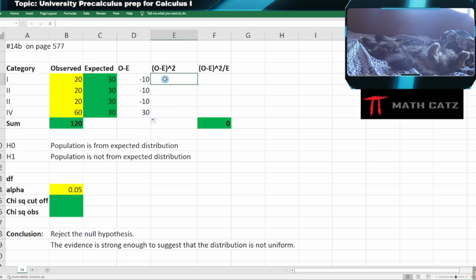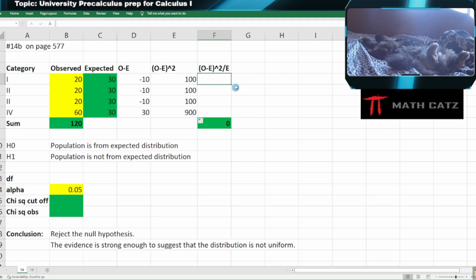Then I'm going to square this. So I'm going to start with an equal sign. I'm going to take this value, observed minus expected, shift 6 for the exponent calculation, and I'm going to square it. And then again, copy this formula down to the others. Check a random one. Yeah, it's squaring the right one. Hard to tell sometimes because many of these numbers are the same.